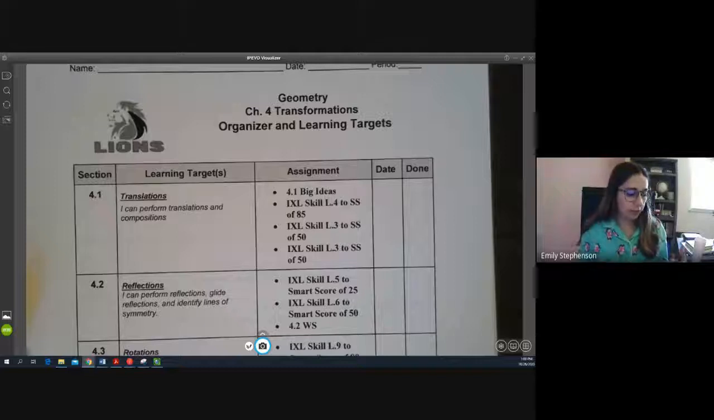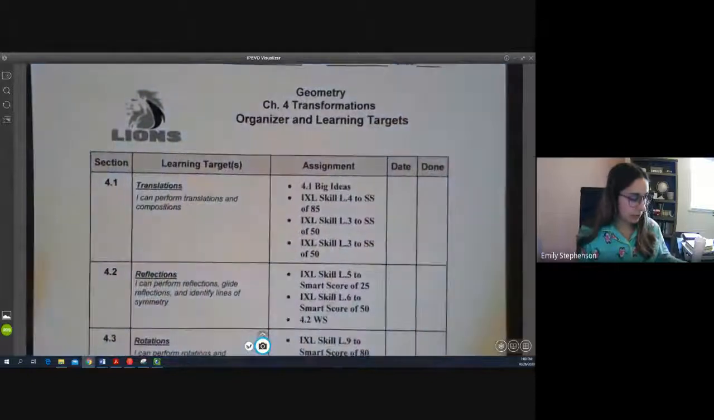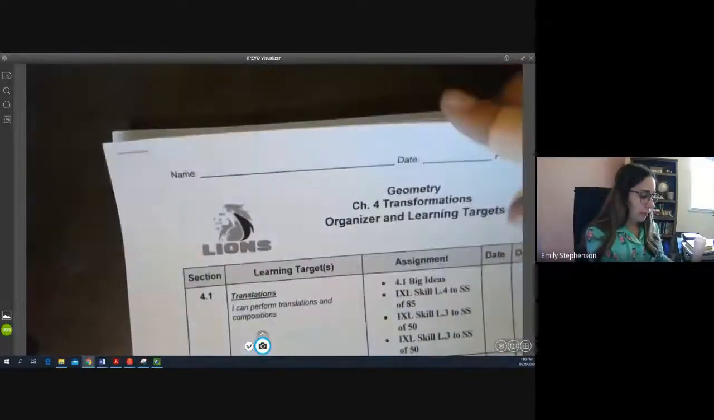Chapter 4 is all about transformations, and there are 4 basic transformations that we are going to look at this week. The first one we're going to look at today is translations in section 4.1.